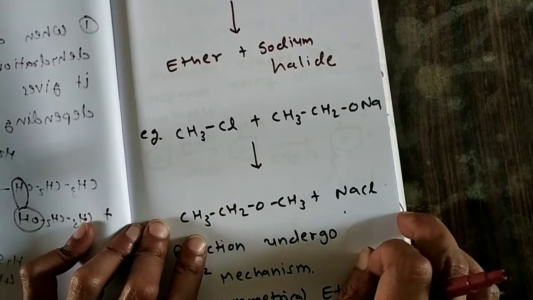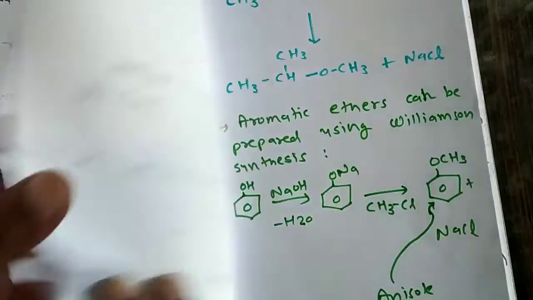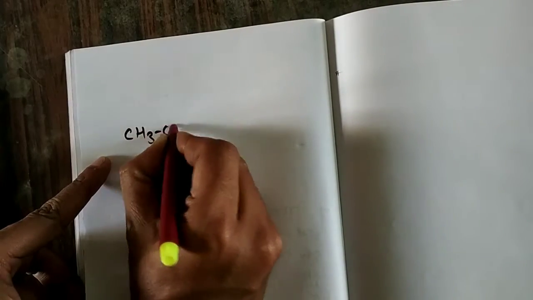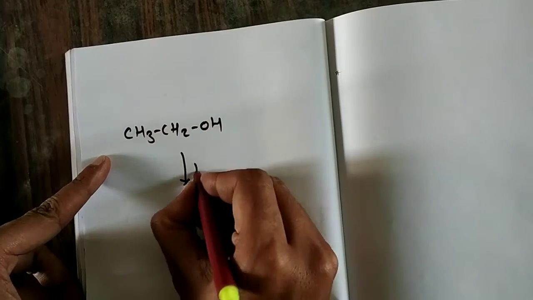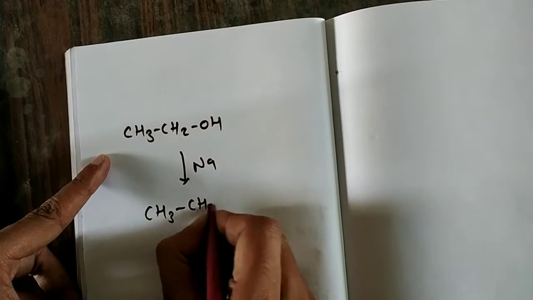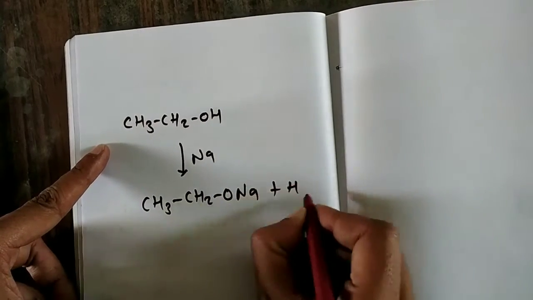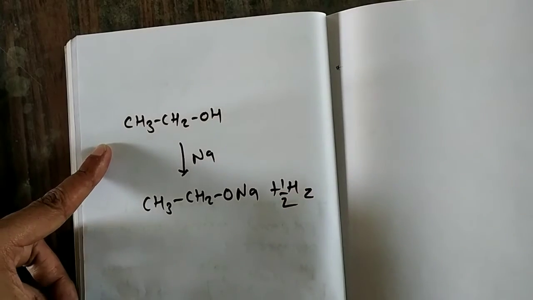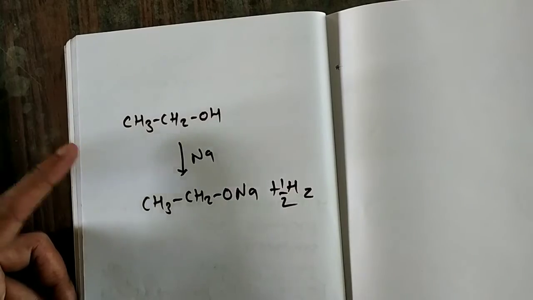How will you prepare sodium alkoxide? Just look here. If I have alcohol, CH3CH2OH, when it reacts with sodium, it gives you sodium alkoxide plus hydrogen will be removed. So in this way you can prepare sodium alkoxide from alcohol.